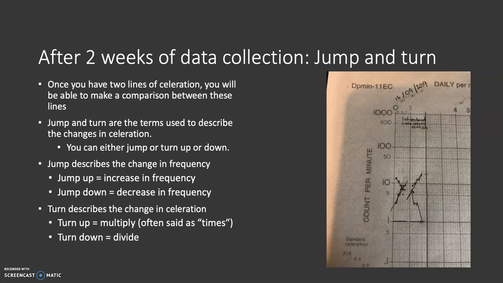After week 2, you will have 2 acceleration lines. This means that you will be able to start making comparisons between weeks. When we describe the changes in frequency and acceleration, we use the terms jump or turn, both of which are done using visual inspection. Jump describes the changes in frequency, whereas turn describes the changes in acceleration. For both jump and turn, you want to use the terms up or down to describe the change.